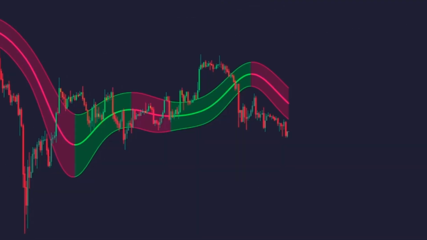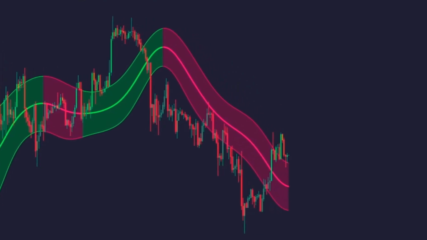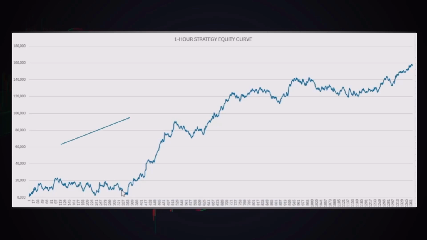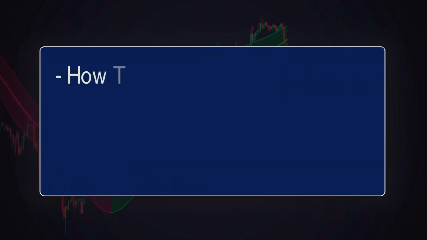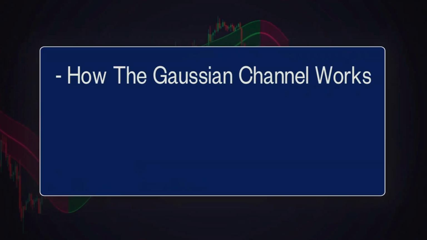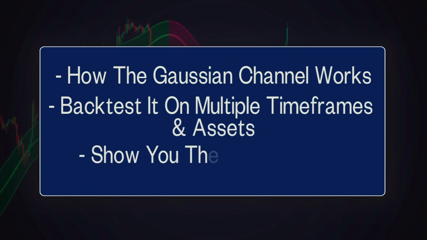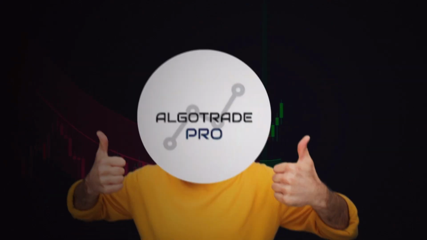the test. Not only did this indicator show promising results, but in some cases it achieved over 150% profit with a rock-solid equity curve and impressive consistency. We'll break down how the Gaussian channel works, test it across multiple timeframes and assets, and reveal the real performance results after 3000 trades. And trust me, you don't want to miss this one. Let's get started.